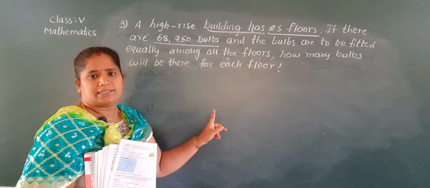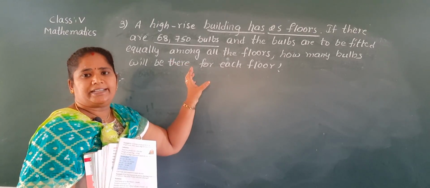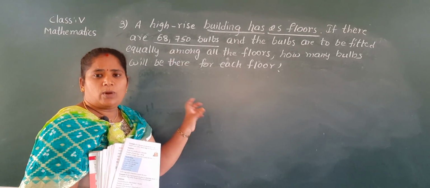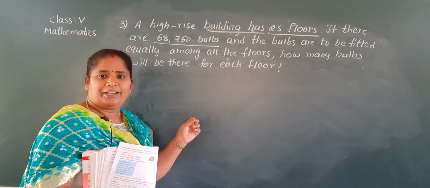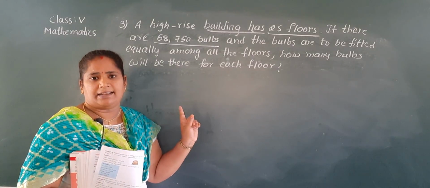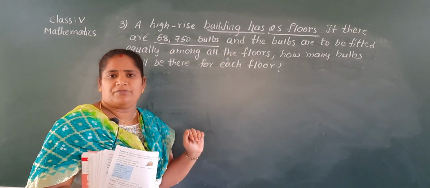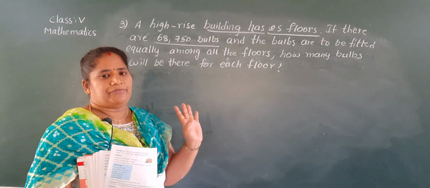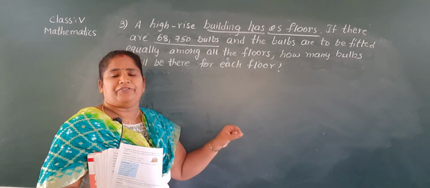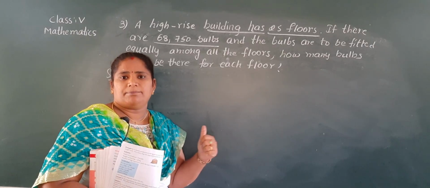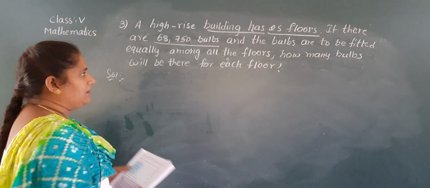There are 25 floors, Nana, and 68,750 bulbs. If these bulbs are fitted equally on all the floors, equally means we are doing equal distribution, that is division. So here we do division. Come on children, try to understand the problem. What is given? A high-rise building has 25 floors. If there are 68,750 bulbs to be fitted equally on all the floors, how many bulbs will be there on each floor? Here we do division. Let's write down the steps, Nana.